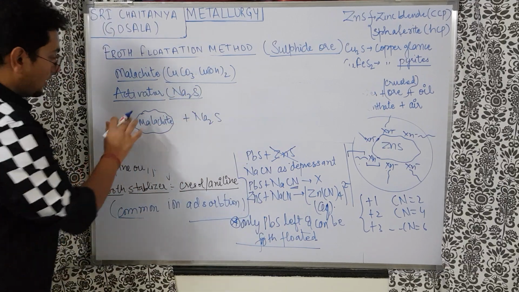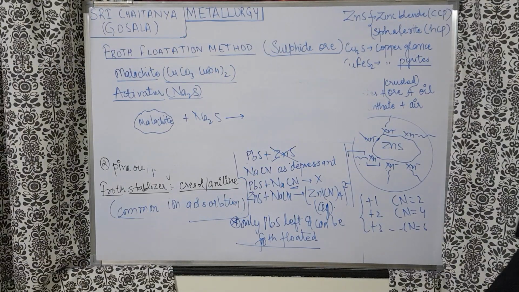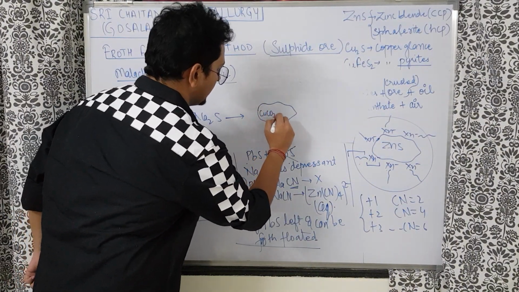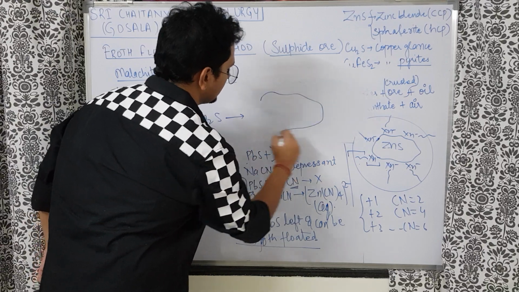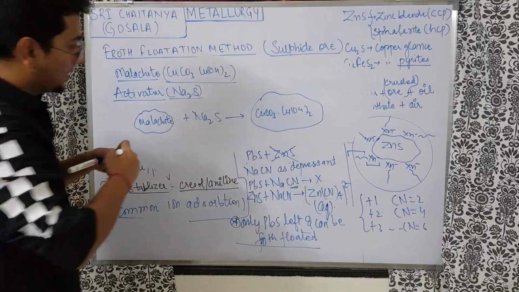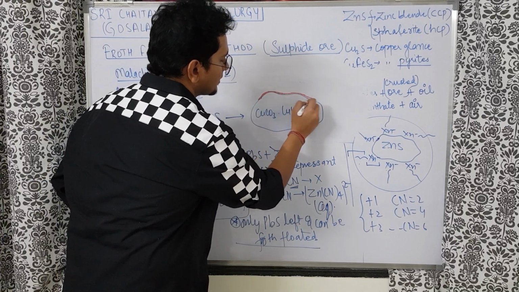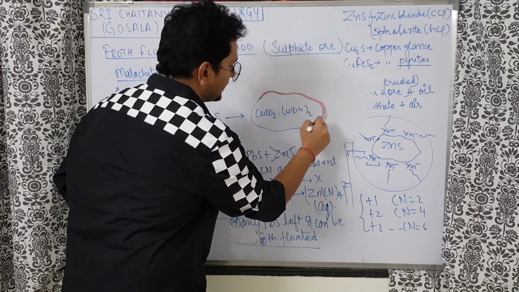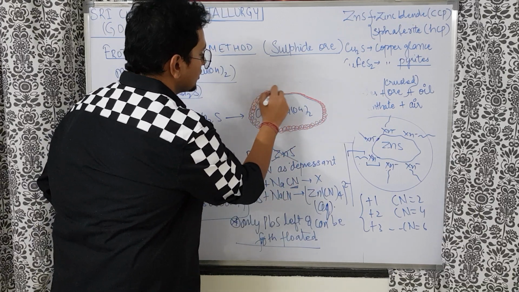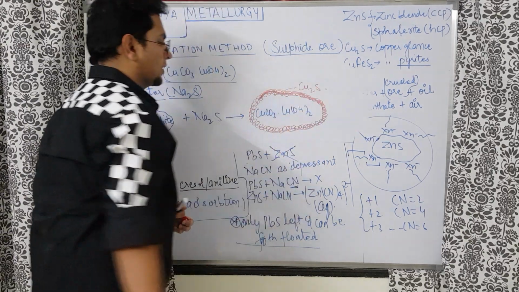So what will happen? The upper surface will react with Na2S and will develop a coating over it. I'll show you. So this is malachite, CuCO3·Cu(OH)2. It is malachite only, but just the surface particles reacted with Na2S. And what happened when the surface particles reacted with Na2S here? As soon as the surface particles react with Na2S, you got a coating of Cu2S on the top.